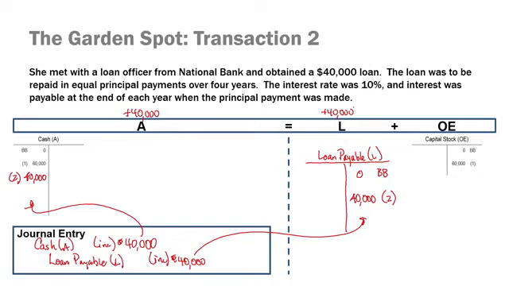Now, here's a question I want to pose to you. What about the interest that the company is going to owe on this loan? Mary Jo at the Garden Spot took the loan out on January 1st. Does the Garden Spot need to record a liability on January 1st for the interest that it's going to owe? The answer is no, not on January 1st.